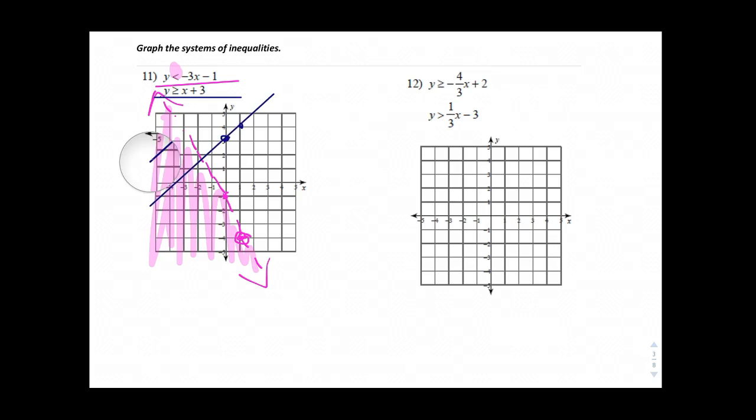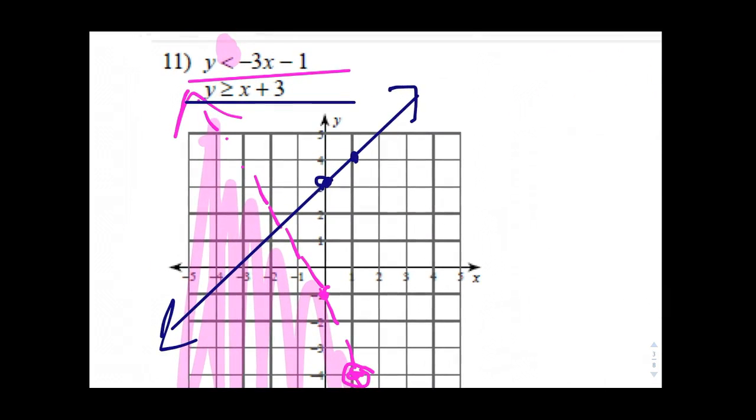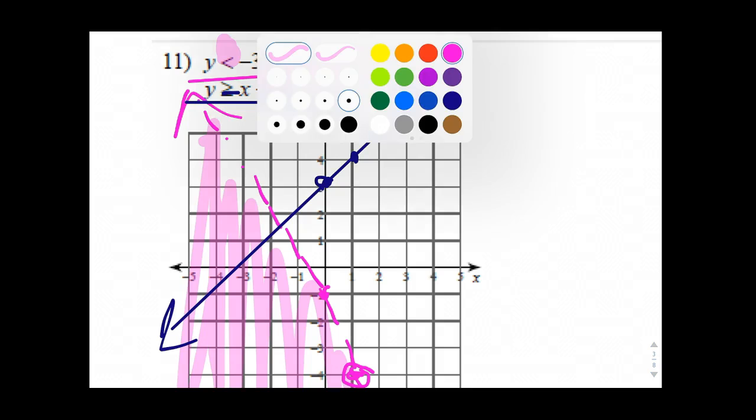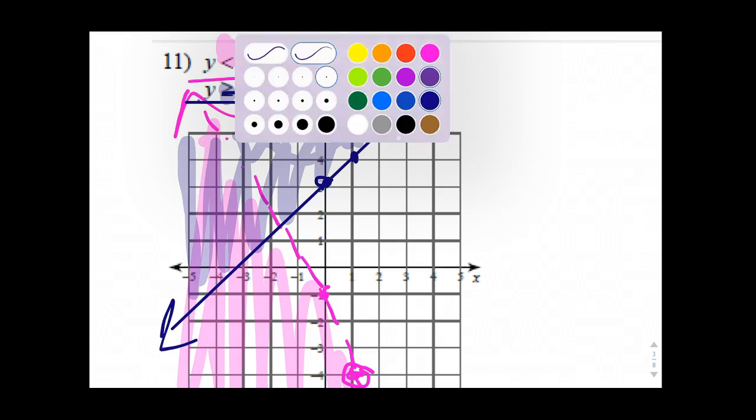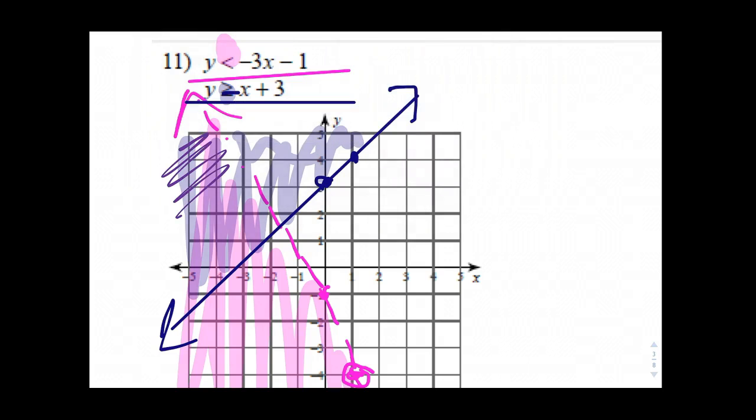It is a solid line. The reason I know it's a solid line is because it has an equal sign. Here, so I'll zoom in, because it has that equal sign right there. And then this one shades above because it's a y is greater. So it will shade right here. And so the place where we are darkly shaded is our final answer. And that is this piece right here.